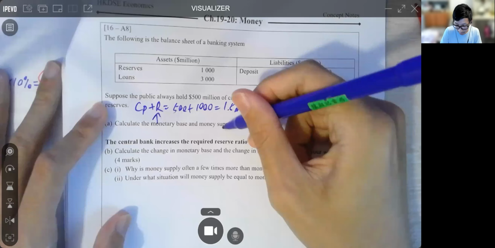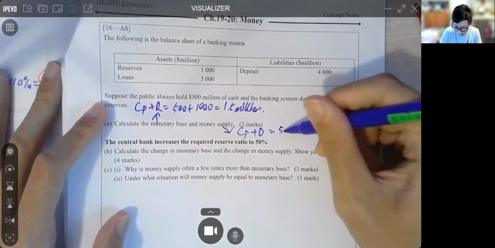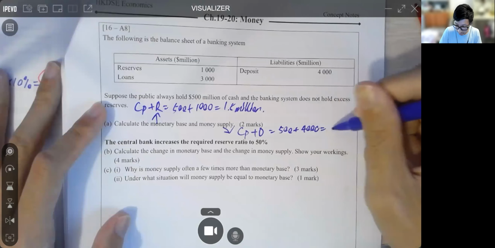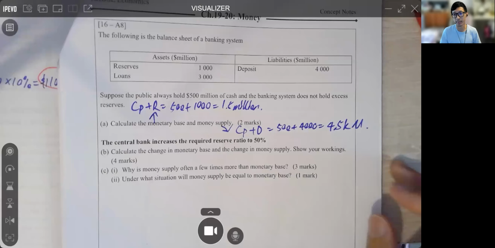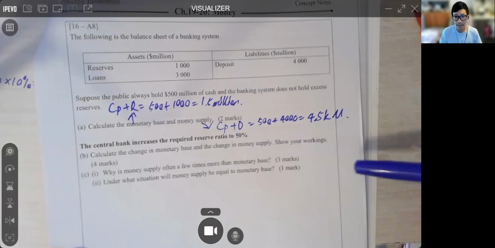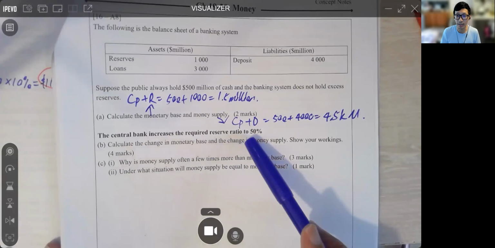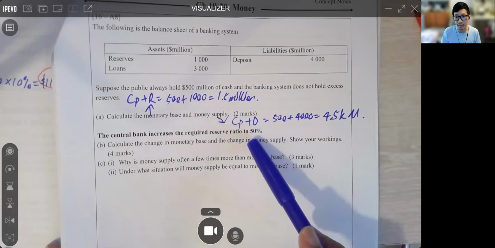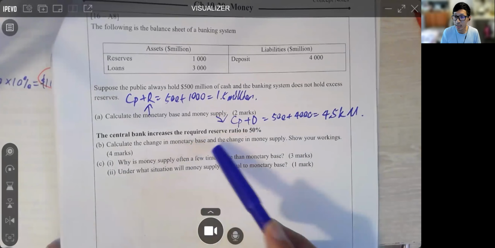Okay, what about money supply? CP plus D would just be 500 plus 4,000, which will be 4.5K million. So 4,500 million. Now suppose the central bank increases the required reserve ratio to 50%. Now I'm raising it to 50%. Calculate the change in monetary base.